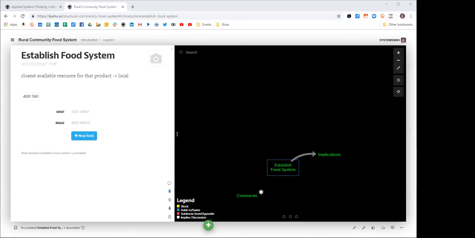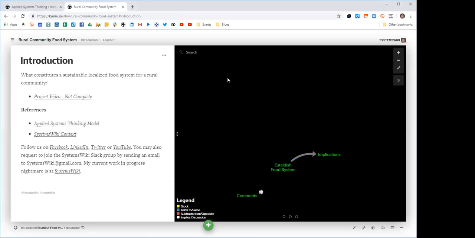So, welcome to an attempt to model what constitutes a sustainable local food system for a rural community, which was a topic proposed in our last session on applied systems thinking by Harry Christie. The idea was that we will simply attempt to look at the situation and develop a deeper or broader understanding of why that's a problem or a difficulty and how to go about addressing it, looking at the relationships and their implications.